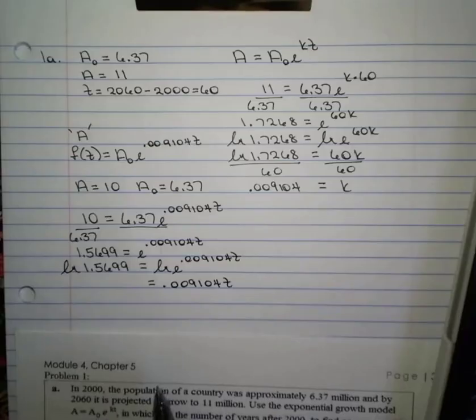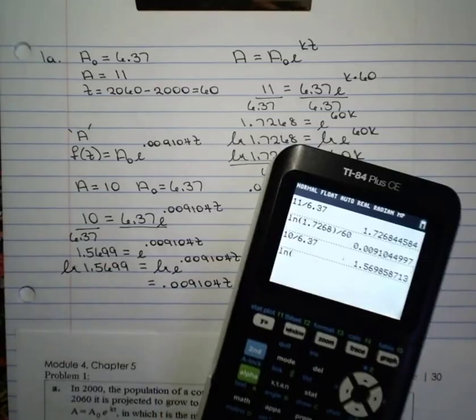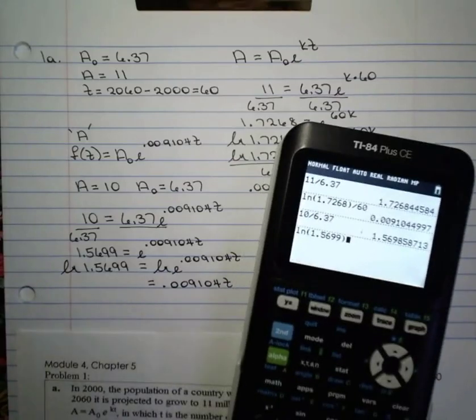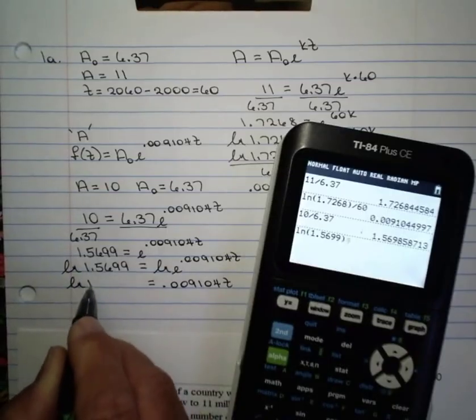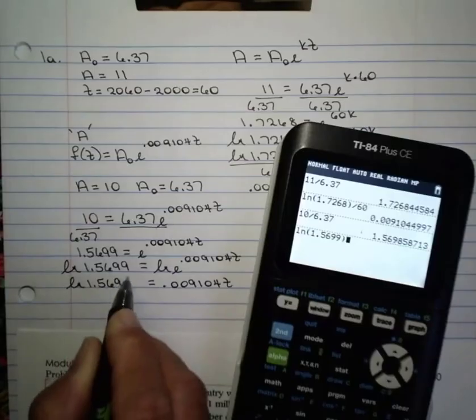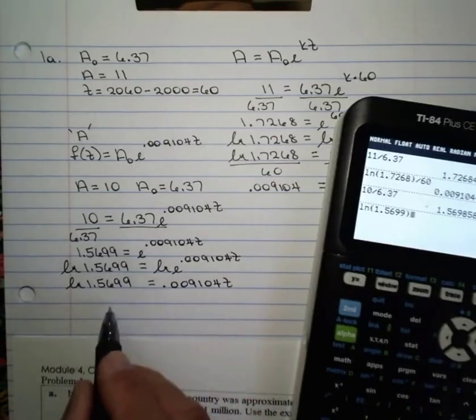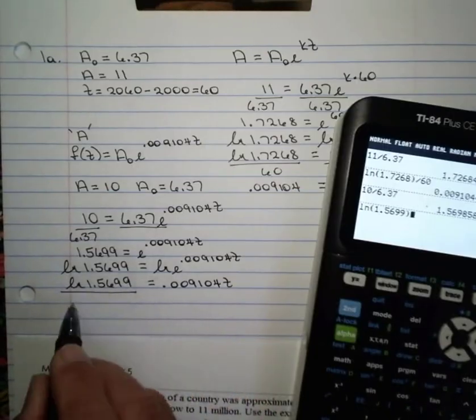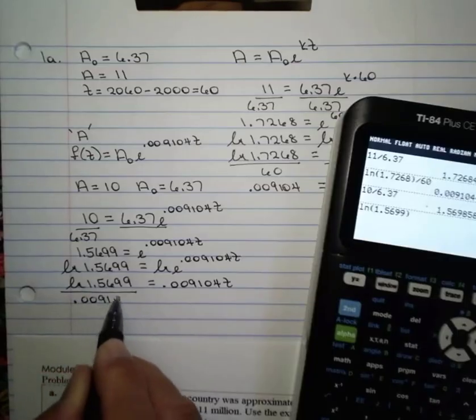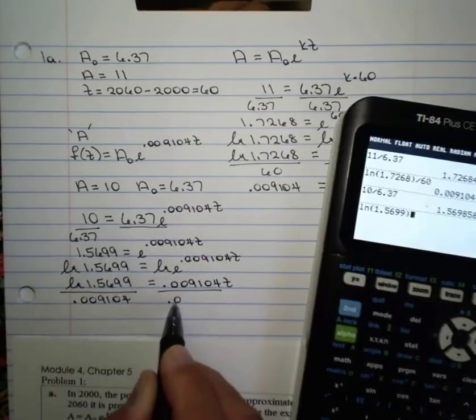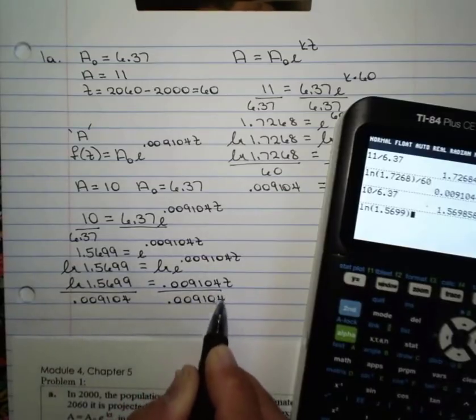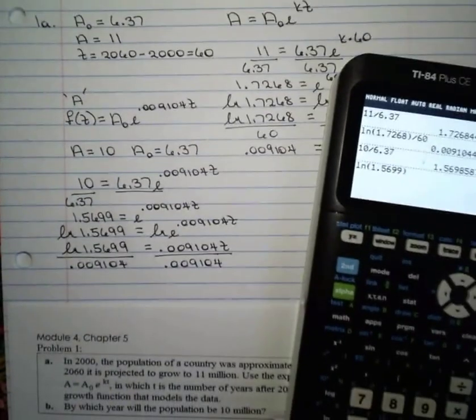So I did get rid of my log over here. And now my unknown is not in an exponent anymore. But over here I have to take the natural log of that number. So I'll say natural log of 1.5699. And I'm going to end up dividing it by this, right? And you can do that all in one step if you want to. I'll go ahead and write it down for you. What's happening here is I'm going to go ahead and say divide both sides by this number. Okay, so it's written out for you so you see what I'm doing.